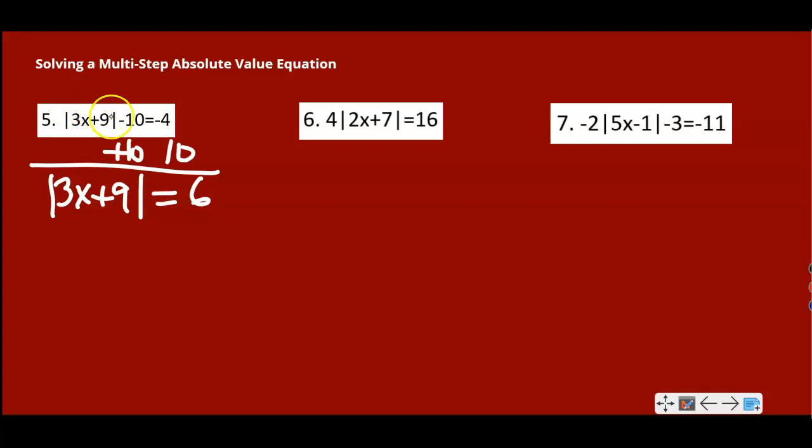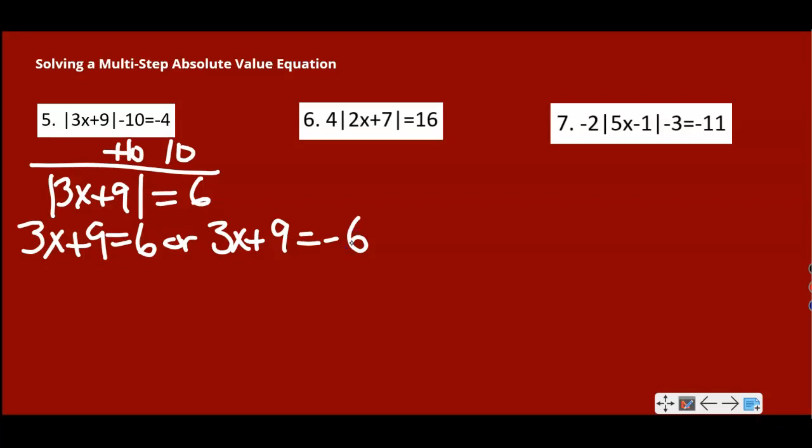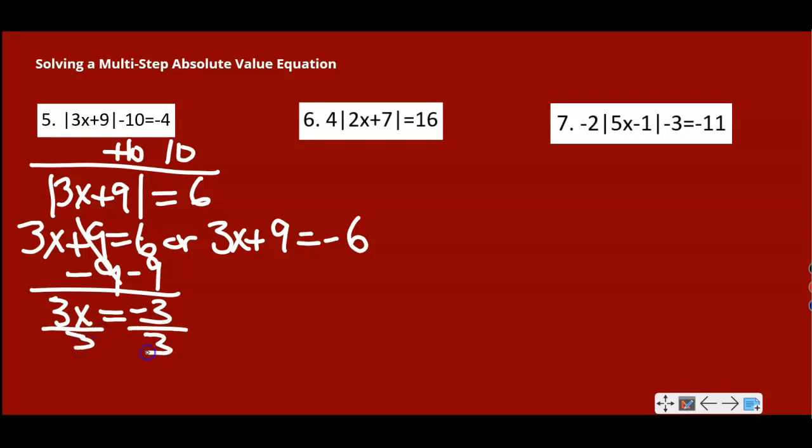Be aware that if there are operations over here that you have to do first, do them before you determine whether it has no solution or not. Now I can set this up as 3x plus 9 equals 6, or 3x plus 9 equals -6. Now we're going to solve both. Subtract 9 from both sides. 3x equals 6 minus 9, which is -3. Divide by 3, x equals -1.